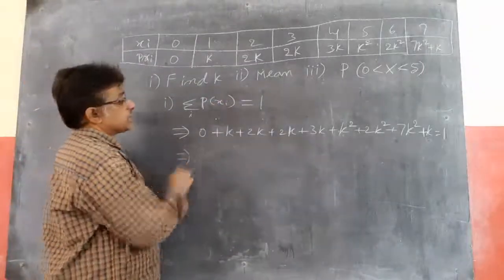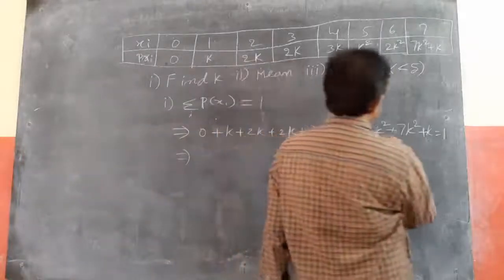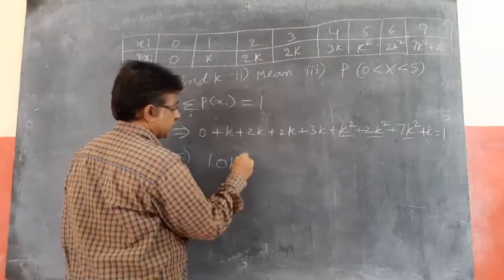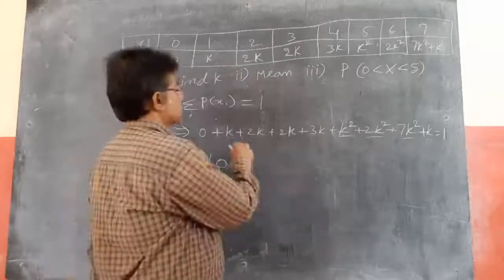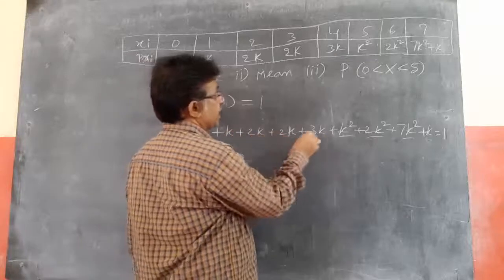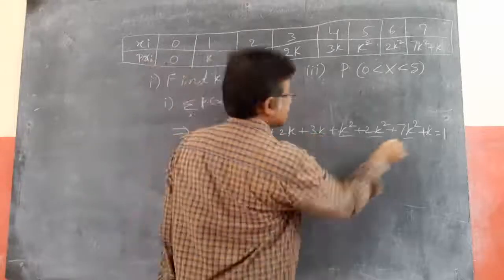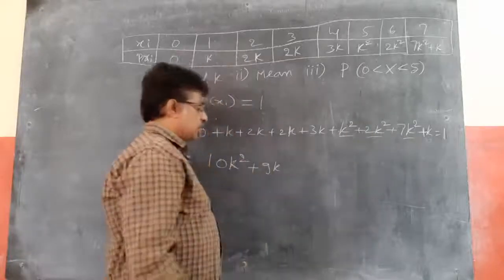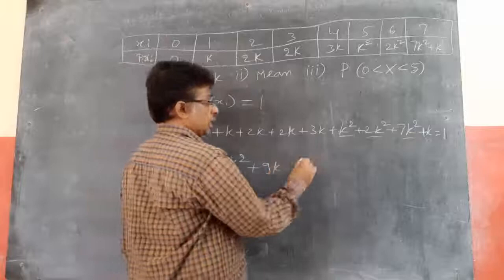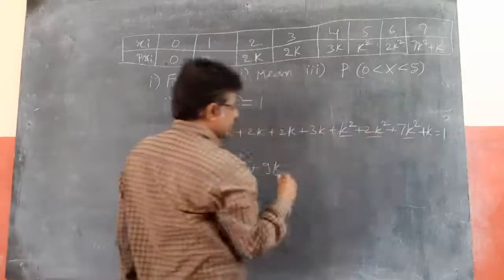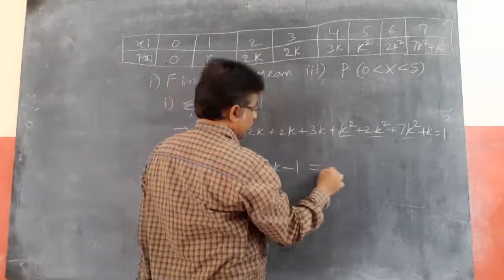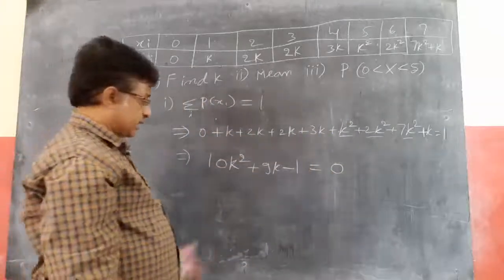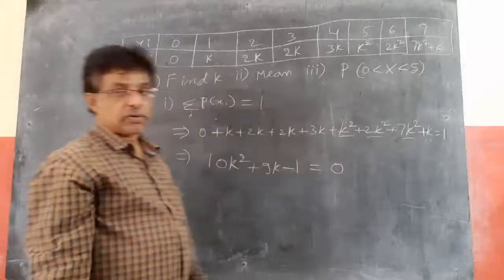Now k square plus 2k square plus 7k square is 10k square. Next, k plus 2k is 3k, 5k, 8k plus k, 9k, equal to 1. If I bring that 1 to this side, it becomes minus 1. So 10k square plus 9k minus 1 equal to 0.